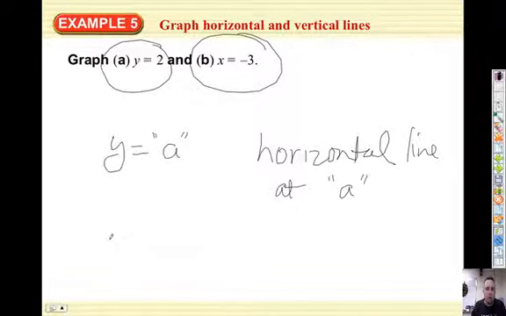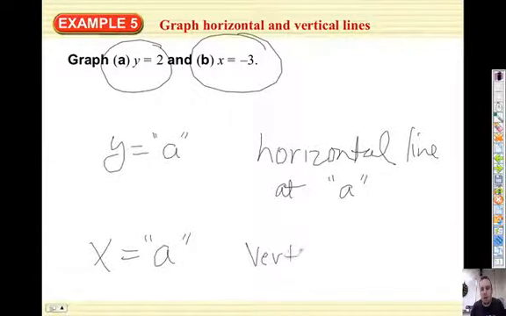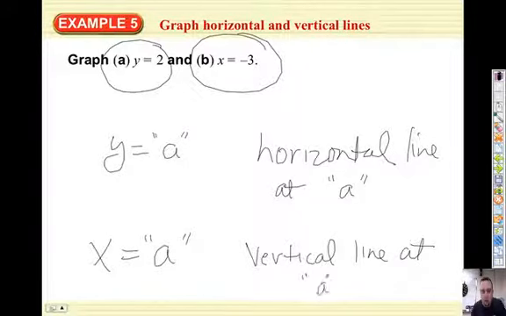What if you have x equals some number a? X equals -3, x equals 5, whatever number it is. That is a vertical line at that number a. Okay? Let's put those two on a graph. Y equals 2, x equals -3.